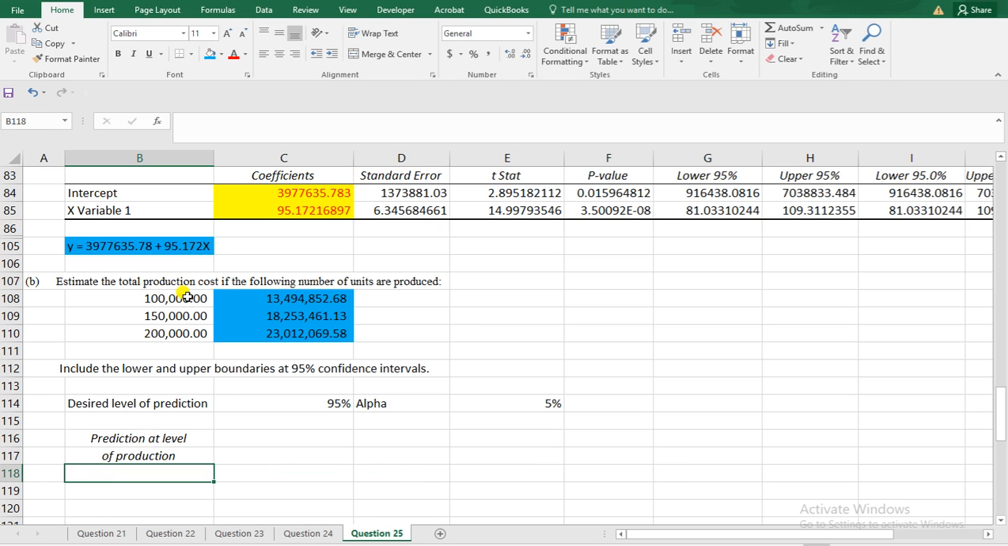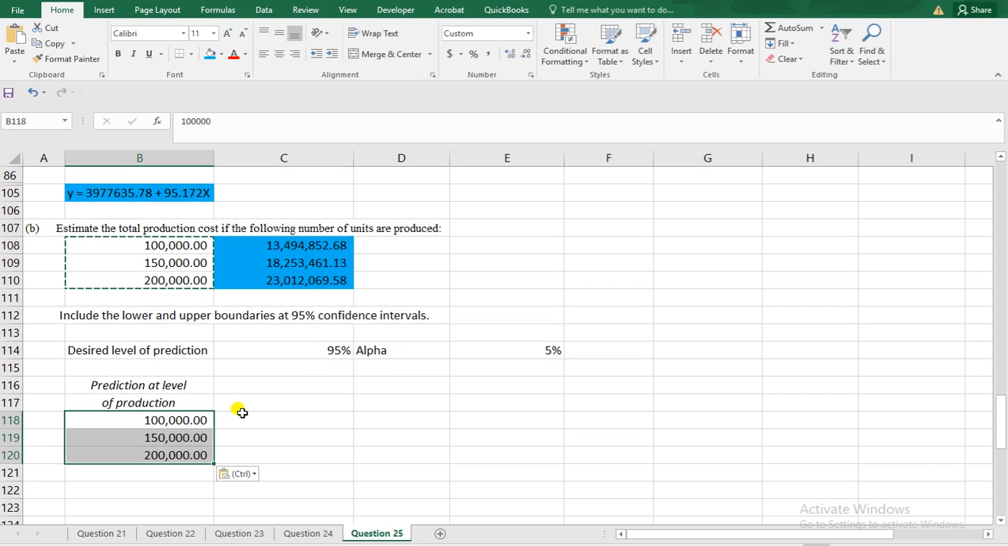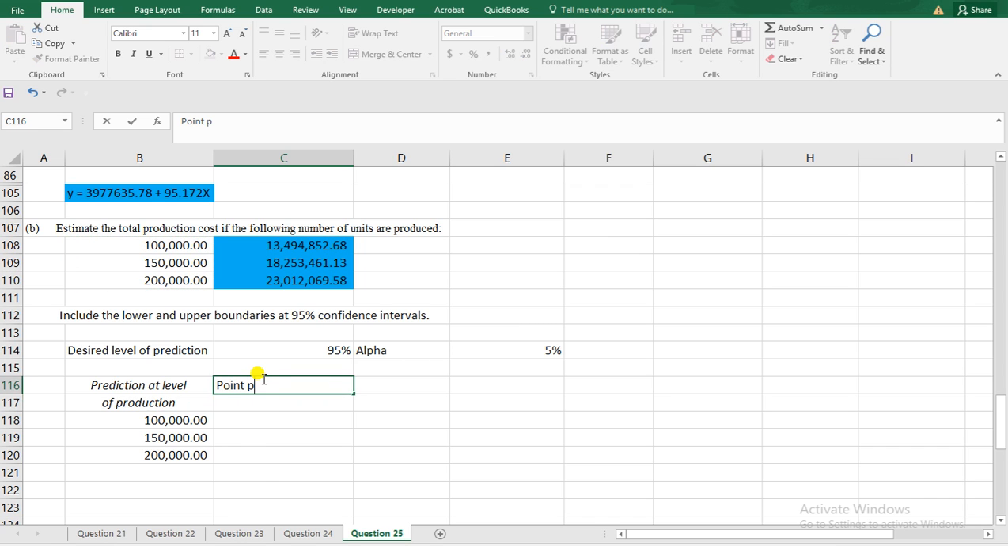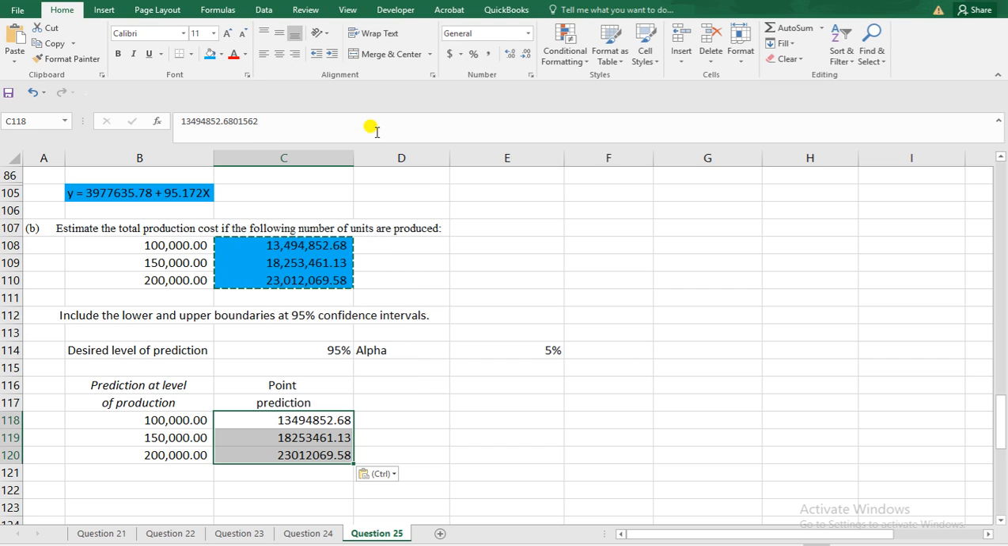So for prediction at level of production, see, these are the units that we had. Then our point prediction basically is the total cost point prediction. This is basically management accounting or QA, so it depends where you studied your QA. It's only that you're applying what you did theoretically, now practically. So for point prediction, at this point we've already determined these values.